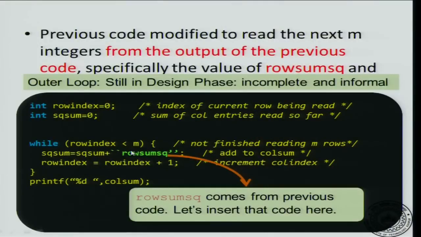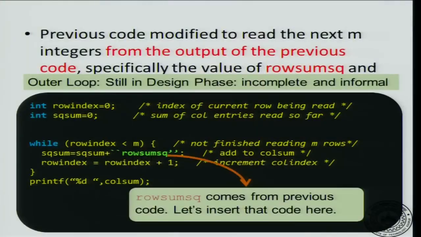Now, note that this is not completely specified code. This is just a very intuitive picture that instead of row sum squared, it should come from some inner loop which actually calculates it. Okay. So, we should plug in the output from the previous inner loop, and this is the outer loop over it.